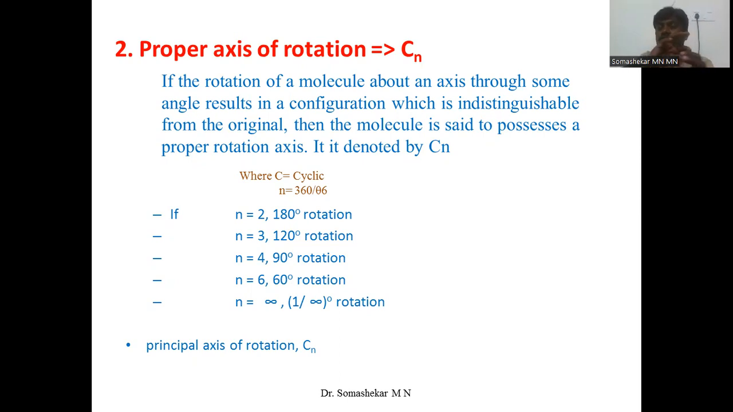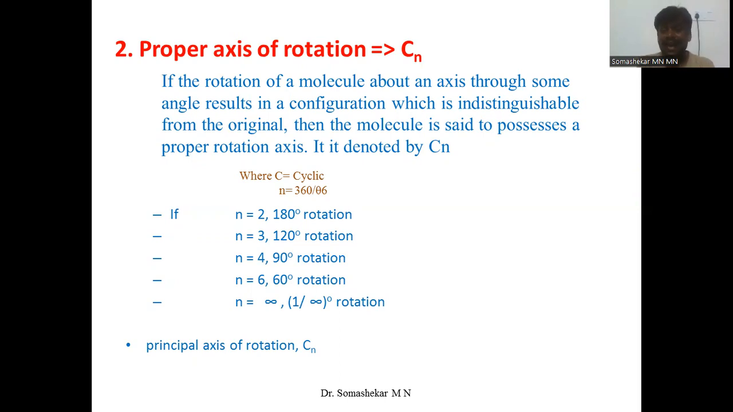Suppose you do a 180 degree rotation: 360 divided by 180, how much? 2 you will get. n is equal to 2. In the same way, if n is equal to 3, you rotate 120 degrees. If n is 4, it is a 90 degree rotation. That means after doing each rotation, if your molecule is indistinguishable, then there is a proper axis of rotation in that particular molecule.